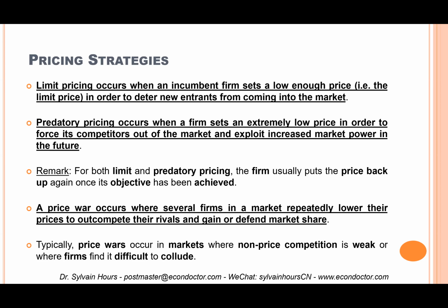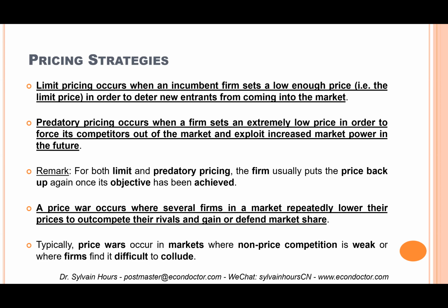And therefore, as soon as the potential entrant has decided not to enter, boom, the incumbent firm can increase the price again, of course. Predatory pricing is not about discouraging potential entrants from entering.